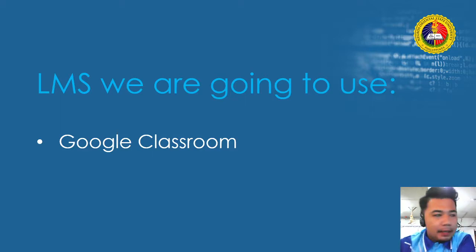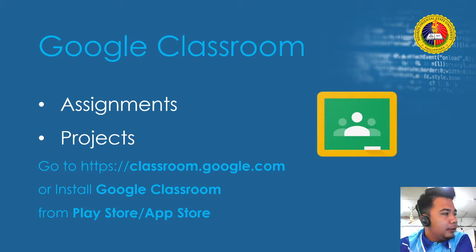Okay, and then all right, so Google Classroom again, we'll be using Google Classroom for assignments and projects. You can download it to your phone if you're using Android or let's say iOS or iPhones. If you're an Android user, just go to classroom.google.com. I'm sorry, that is if you're going to use your browser. You can install Google Classroom through Google Play Store or Apple App Store.